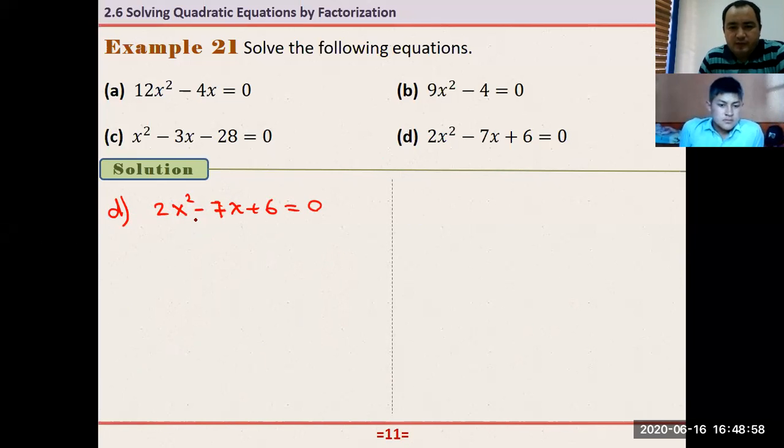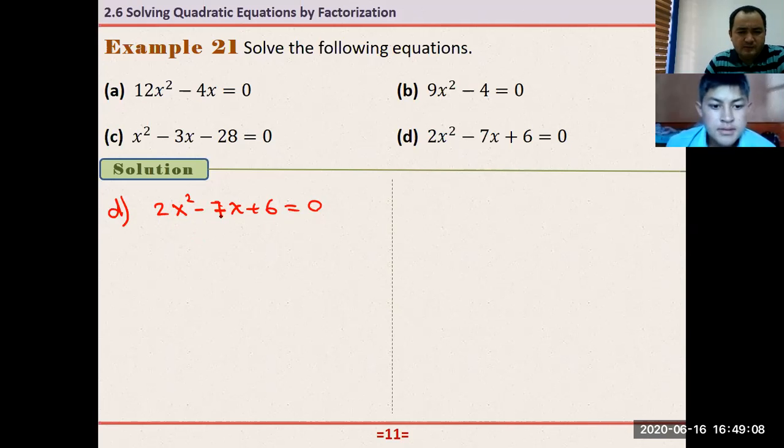So 2x squared minus 7x plus 6 equals 0. But here, the coefficient of x squared is not equal to 1, so you should be careful. How did you learn this? Did we do any example like this? I think so, right? Can we just find two numbers here? Actually, when it is a prime number, it is quite easy. The only way to write it as a product of two terms is 2x and x.